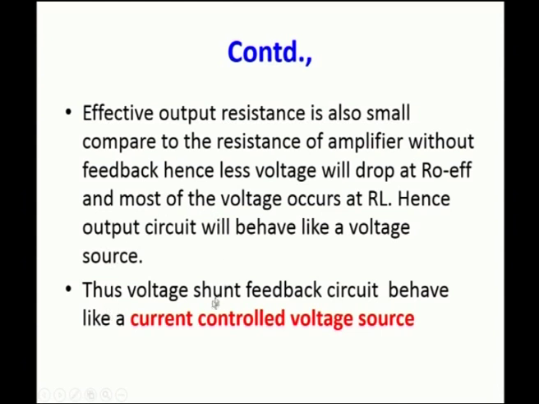So, this particular feedback, the voltage shunt feedback circuit, behaves like a current controlled current source, because the input side has smaller resistance. So, we can have a current source, and the output side also has a smaller resistance, and at the output side if we have small resistance, most of the voltage will be seen across the output, and that is the desired condition for an amplifier also. So, we can have a voltage source at the output. So, finally, we can conclude that the voltage shunt feedback circuit is a current controlled current source.